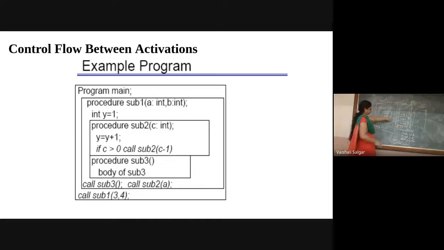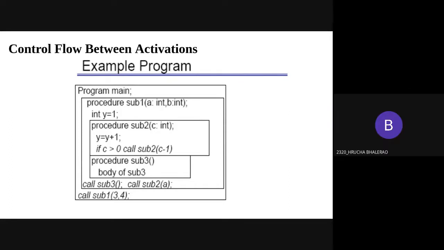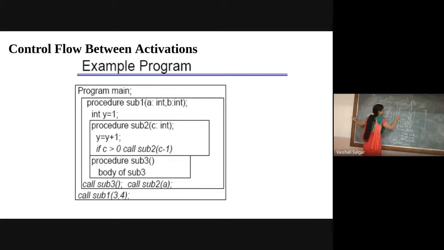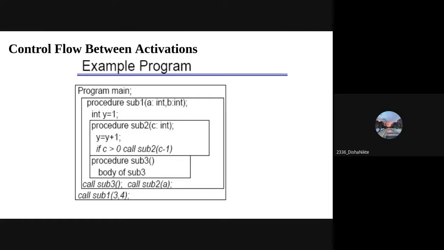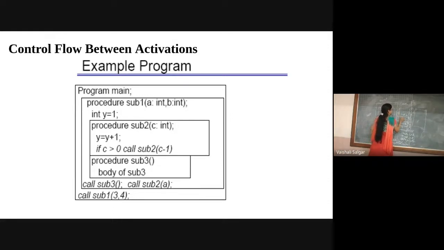Now, for sub3, who is the caller? Sub3 is called from sub1. So my sub3 will be pointing to the activation record of sub1. Now see, who is the caller of sub2? Sub3. So my sub2 will point to the activation record of sub3.